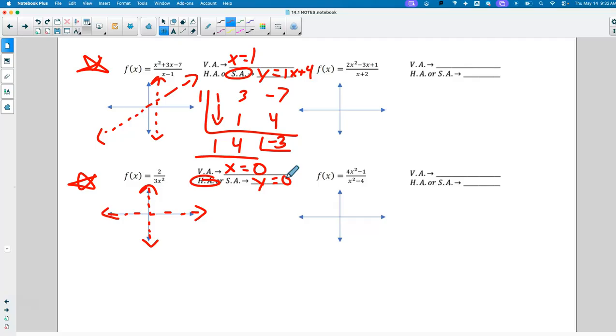Let's do one more. We're going to do this one. 2x squared minus 3x plus 1. I'll tell you right now, you're going to get a slant. Find your vertical first.